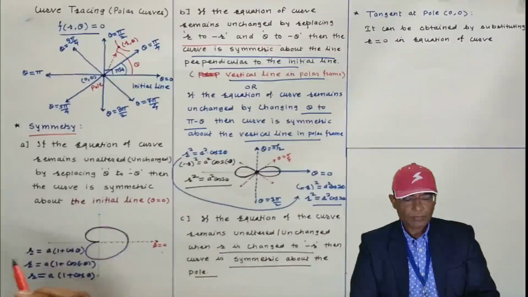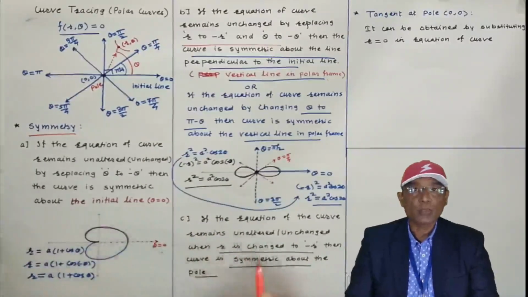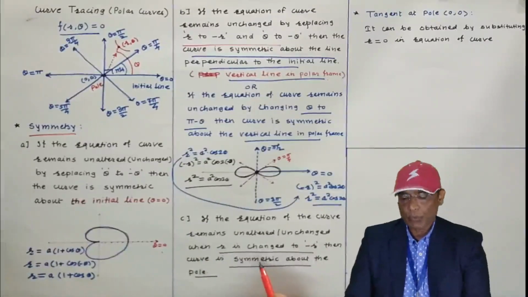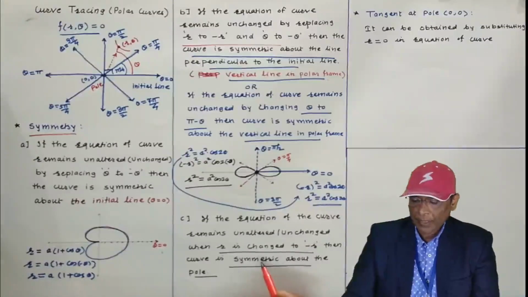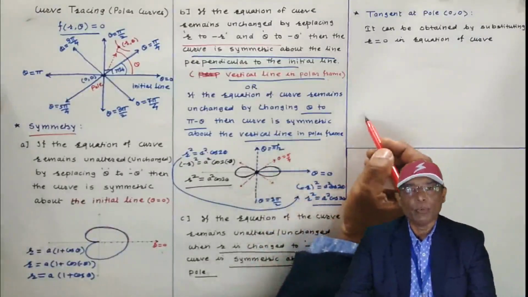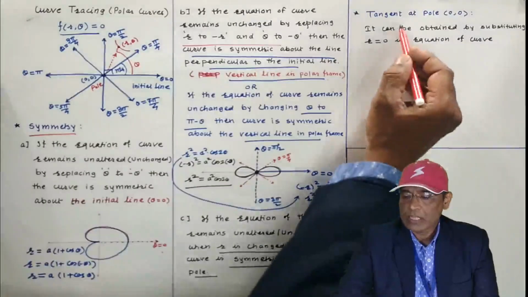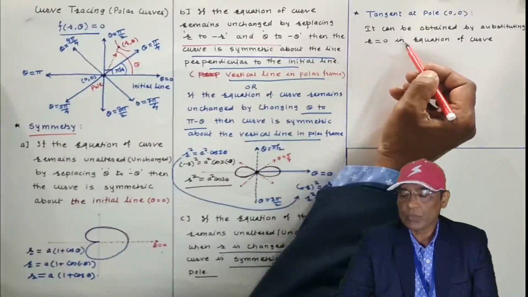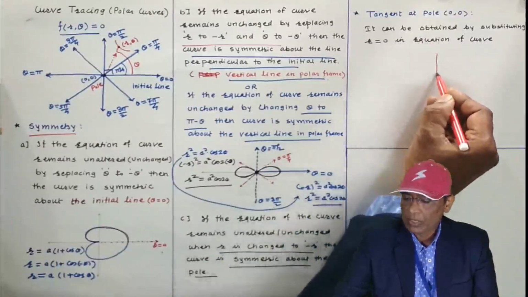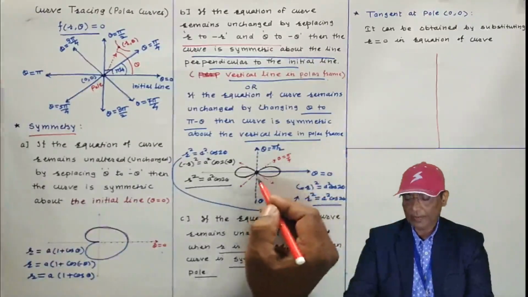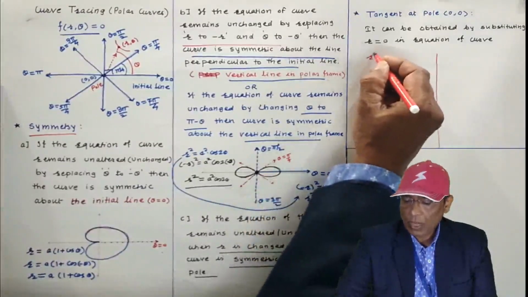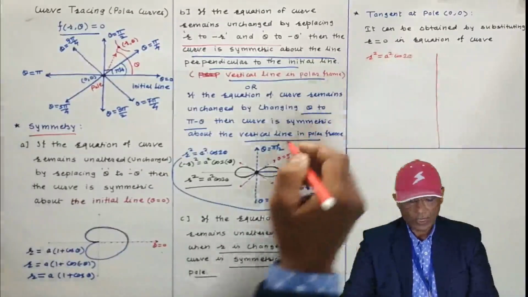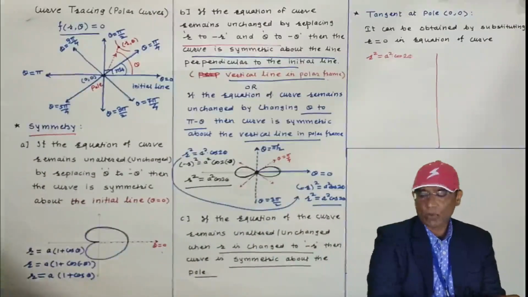Okay. Now, when the curve passes through the pole, the coordinates of the pole being 0, 0, then we can find the tangent at the pole. The tangent at the pole, I have written here, can be obtained by substituting r equal to 0 in the equation of the curve. Now, the same example I am taking, the same curve here. r square equals a square cos 2 theta, this is the equation of the lemniscate, and this is the curve I have drawn.